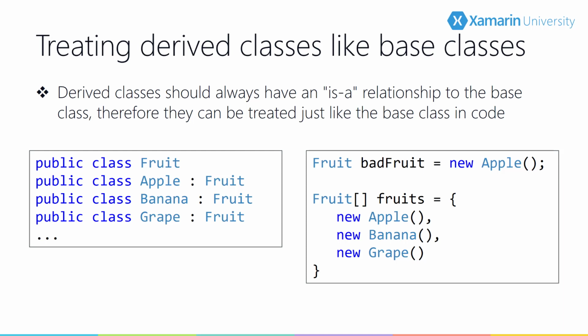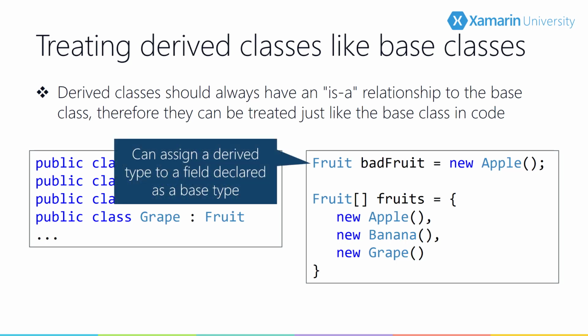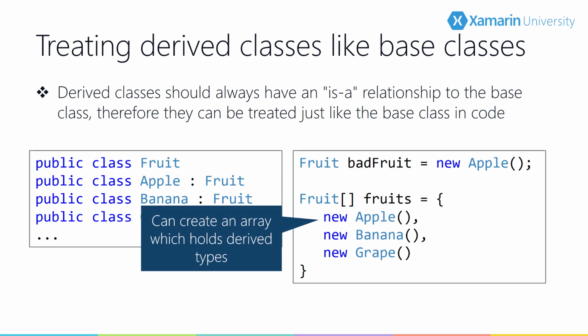So here's the first aspect, as you can see. On the left-hand side, you can see we have a class called fruit, and then we have apple, banana, and grape that all derive from fruit. So that means that I can do things like this. I can create a variable of type fruit that holds a reference of type apple because apple is a fruit. And I can also make a collection of fruits, and it can store apples, bananas, and grapes because they derive from fruit.